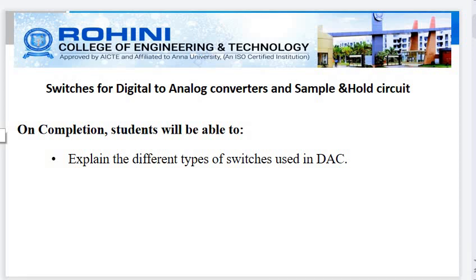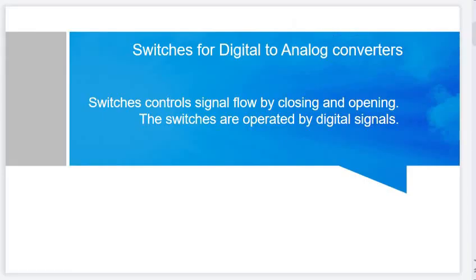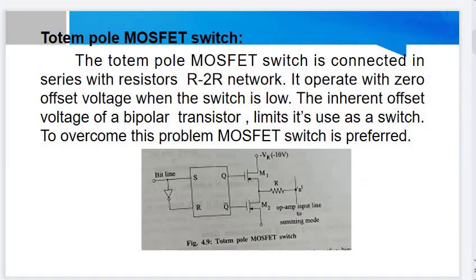On completion of this, the students will be able to explain the different types of switches used in digital to analog converters. Switches control the signal flow by closing and opening. The switches are operated by digital signals.